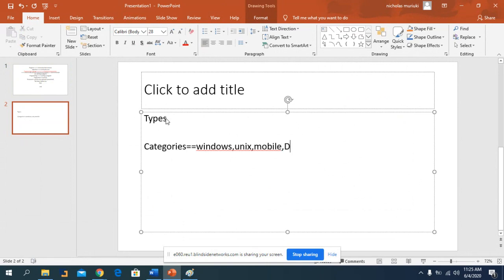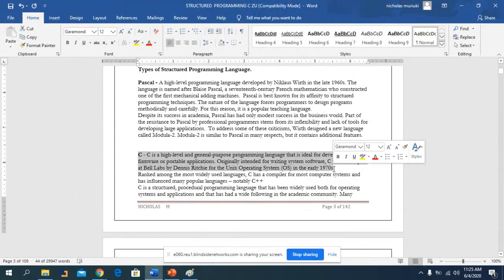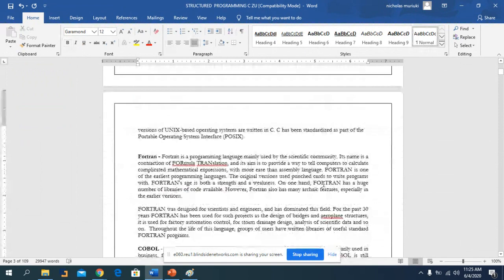We have DOS operating system and many others that we have. But that is why we are saying here, this C programming language was mostly used for writing programs, which was invented in the 1970s. And this is a language that is still used up to now for academic purposes, because for our case, we will be using C programming language.